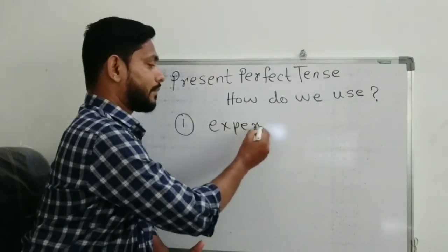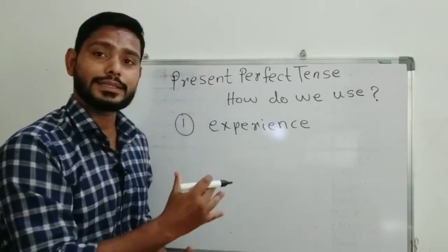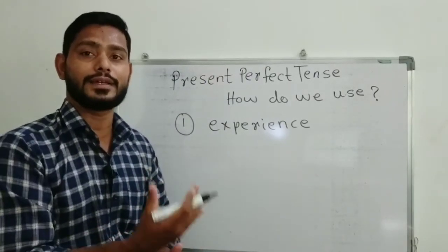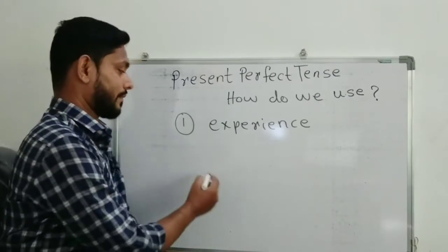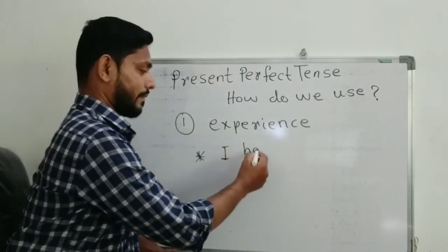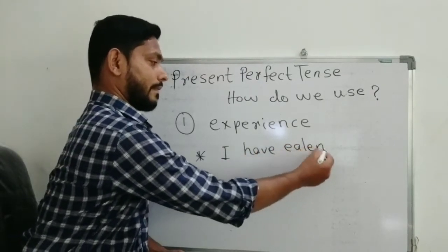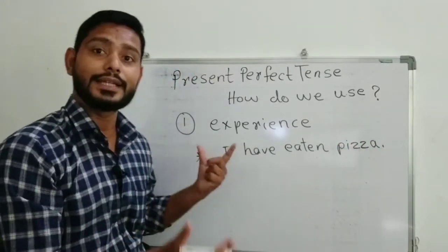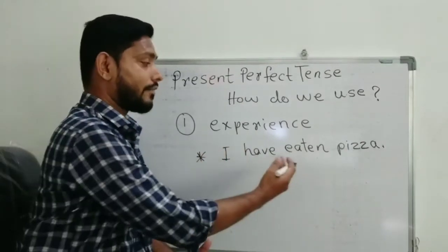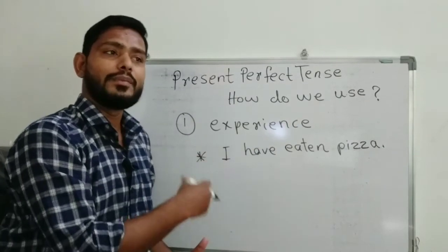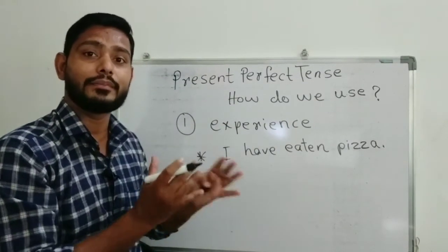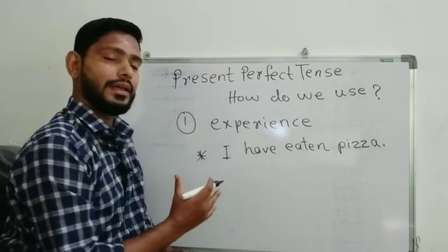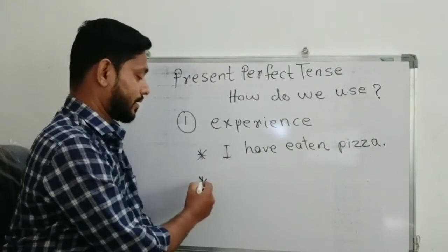If you want to talk about our experience that has some relation with the past and with the present, then we will use present perfect tense to talk about our experience. Let's see some examples to make this concept very clear. I have eaten pizza. Here is an experience related to something that I have eaten. I have eaten pizza means that an action is already done, but that activity still has some memory in my head, which relates to our experience. Let's see one other sentence to talk about experience.